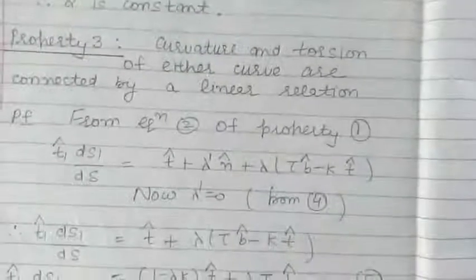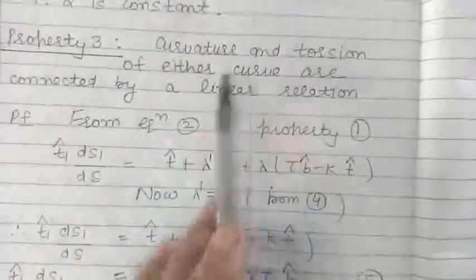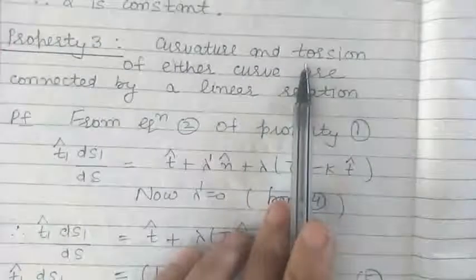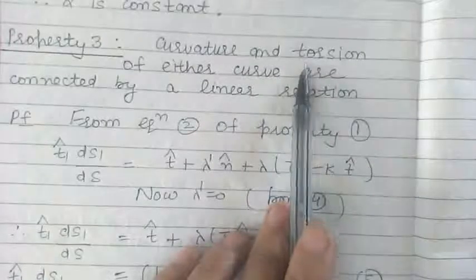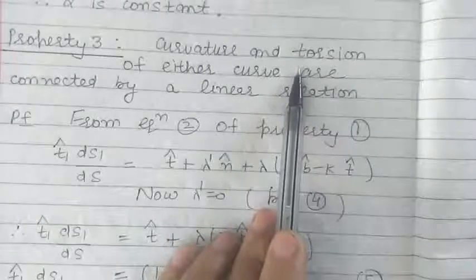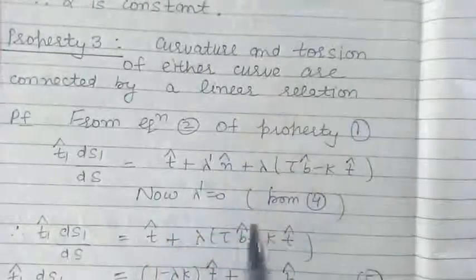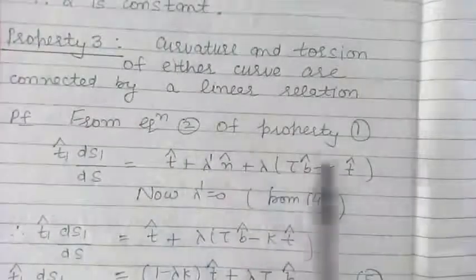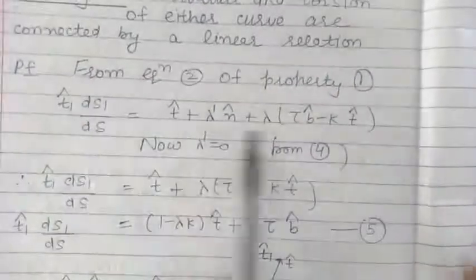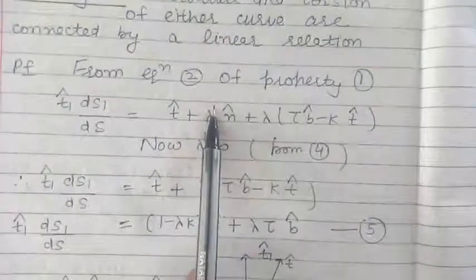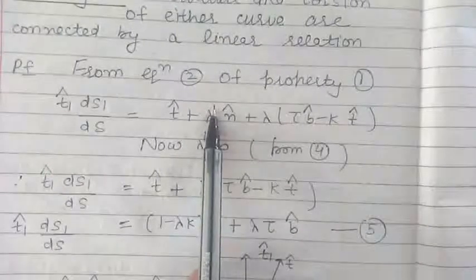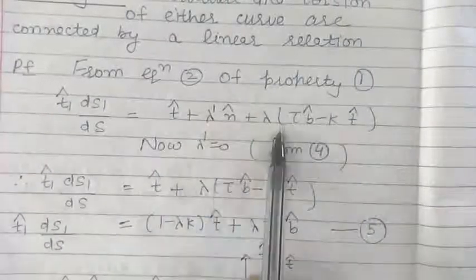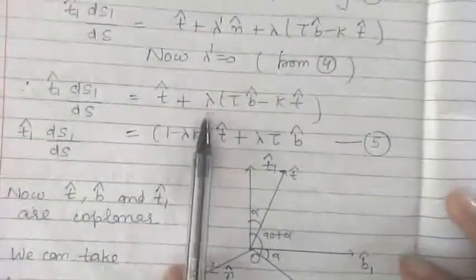Now the third property is that the curvature and torsion of either curve are connected by a linear relation. That means the curvature and torsion of the curve C are linearly related, and in the same way the curvature and torsion of the corresponding curve C1 are also linearly related. In order to prove this, let us start from the second equation of property 1. Because lambda dash is 0, as we proved in the first property, putting lambda dash equal to 0, this equation reduces to this form.